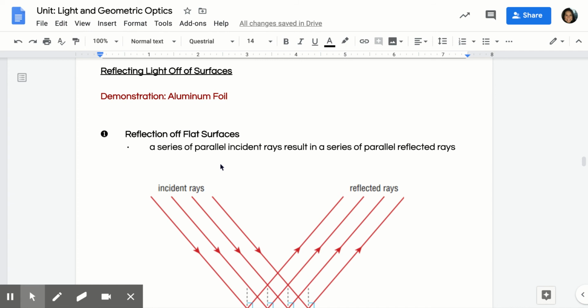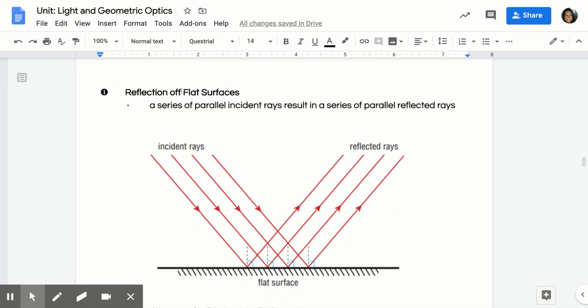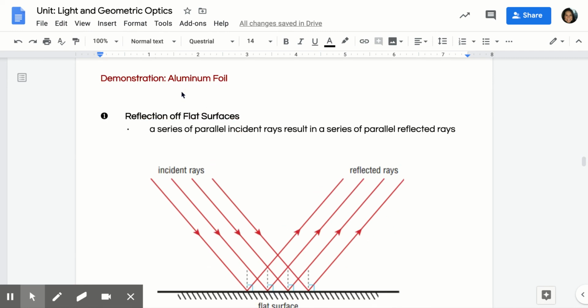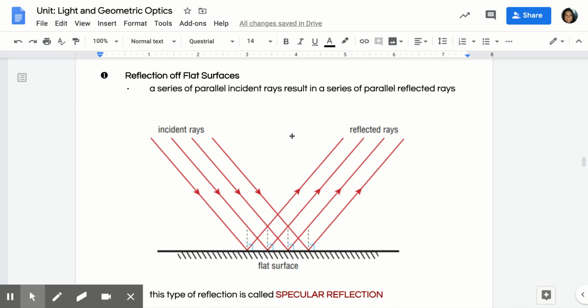If we were in class right now, I would do a demonstration with aluminum foil, but we're not. So I'm going to try to find a YouTube video to throw in there. But basically, you can try to do this at home. Take a flat piece of aluminum foil, and shine a flashlight on it. You might need to dim the lights a little bit. See where the light bounces off, okay? If I was shining my light from here, it's going to come down, hit the surface, and come up over here. So I want you to try to actually do this.